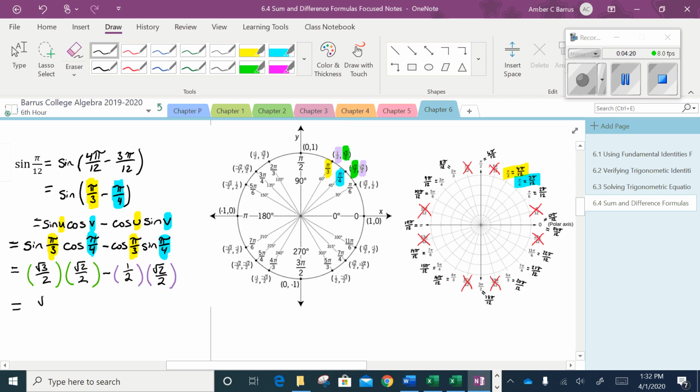And now we want to multiply those together. We're going to get square root of 6 over 4 minus the square root of 2 over 4. We have like denominators, so we can combine those. And we're going to get the square root of 6 minus the square root of 2 all over 4. That doesn't reduce any further, and so we see that the exact value of the sine of pi over 12 is radical 6 minus radical 2 all over 4.